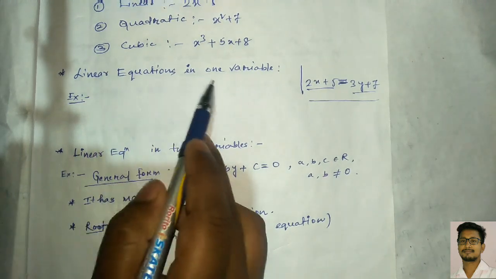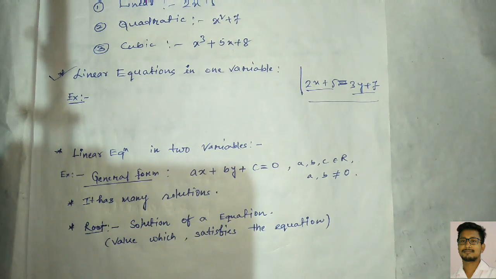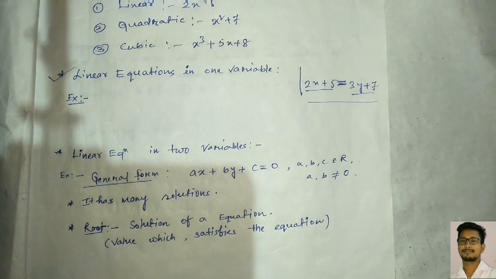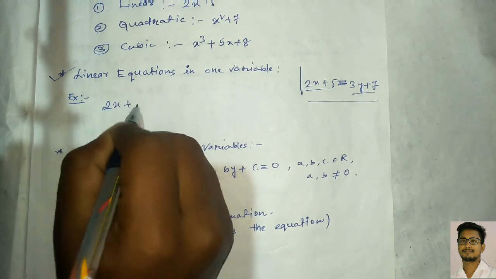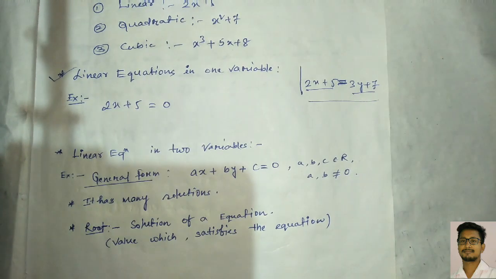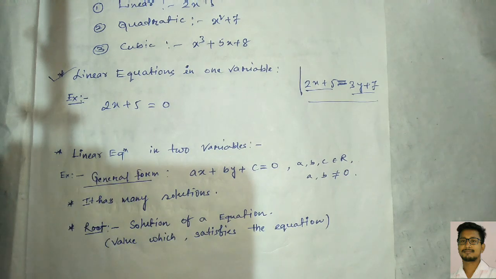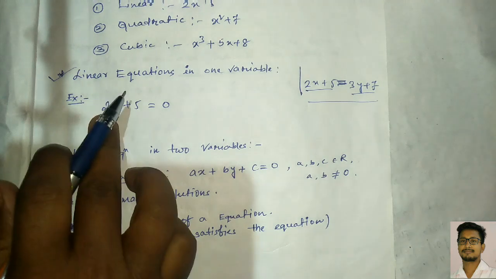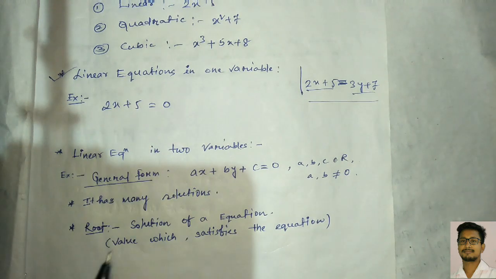Now come to our point. What is that? Linear equations in one variable. Here only one variable will be there, either x or y or anything. Let the example be 2x plus 5 equals 0. You can see on the left hand side only one variable is here, that is x, and equal to 0 is written, right? This is the left hand side and this is the right hand side. Clear? So here only one variable is there.